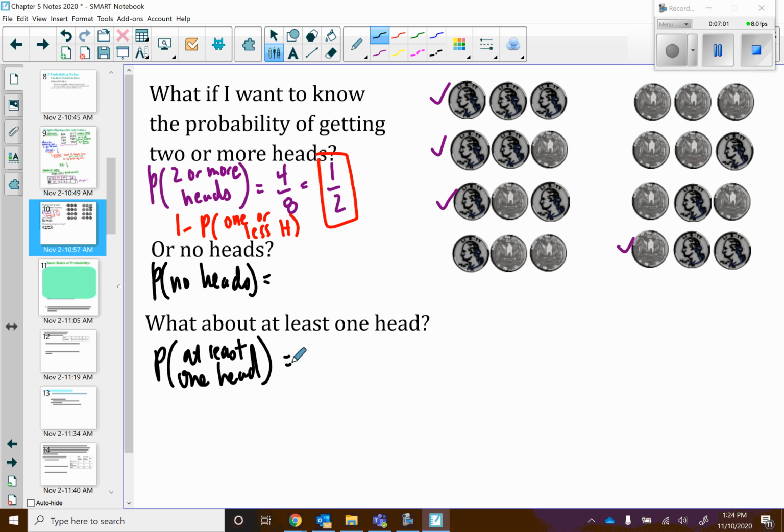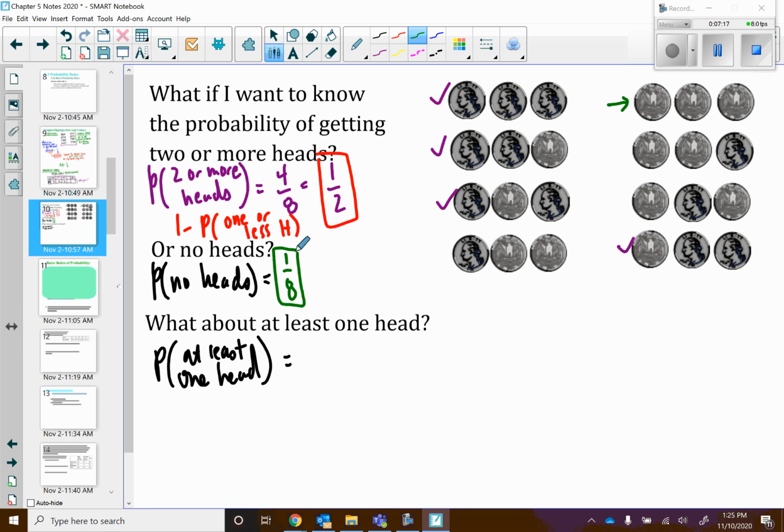Probability of getting no heads, well, the only time that's going to happen is if I get all tails. So that would be 1 out of 8, right? There's 8 total options here.